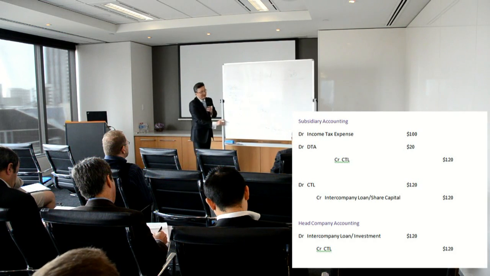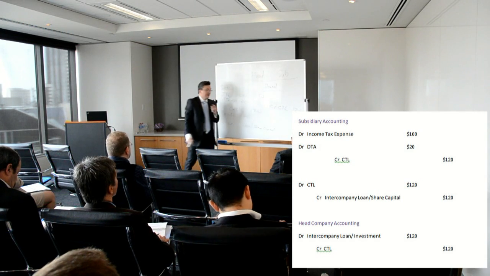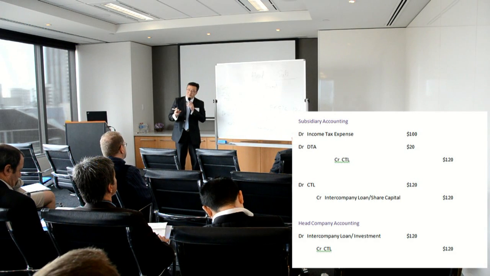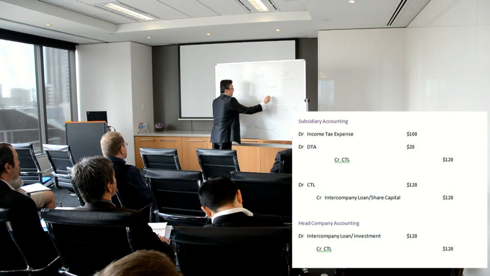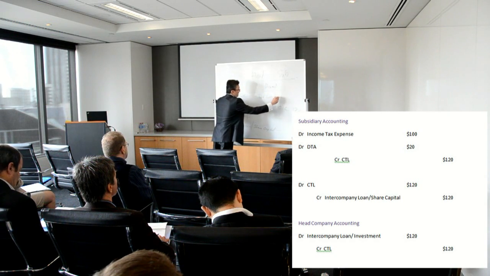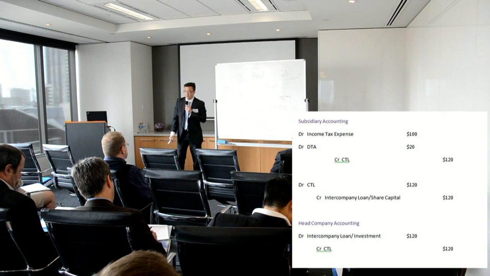For head company accounting, you recognize the CTL of the subsidiary. If it has a tax funding agreement, it goes to a loan account. If it doesn't, it goes to investment in subsidiaries.